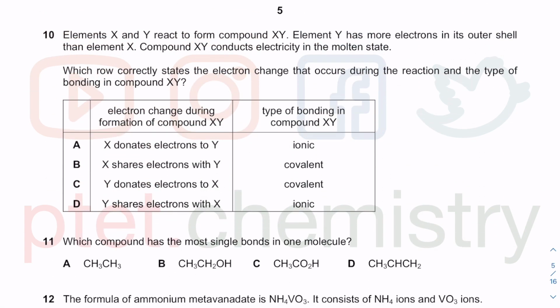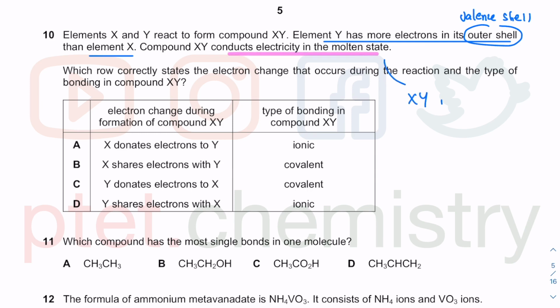Question number 10. Elements X and Y react to form compound XY. Y has more electrons in its outer shell, meaning valence shell, your outermost shell furthest away from the nucleus, than element X. Now XY conducts electricity in the molten state. This suggests that XY is ionic. It's an ionic compound, so what is your structure?